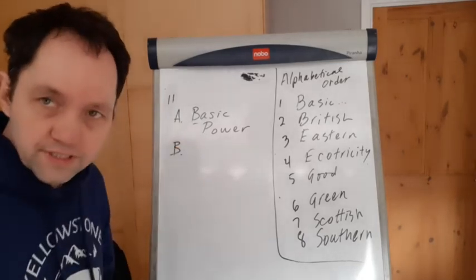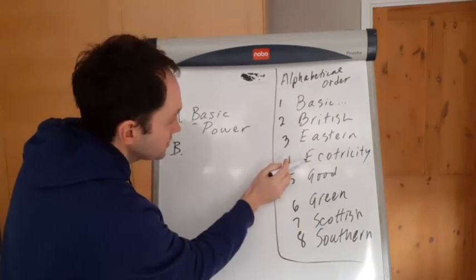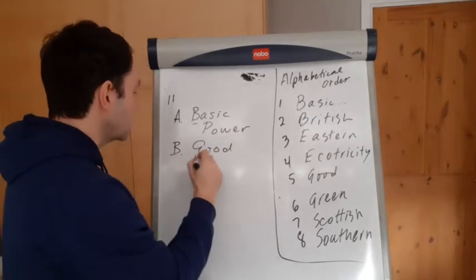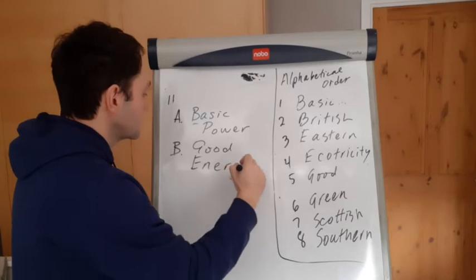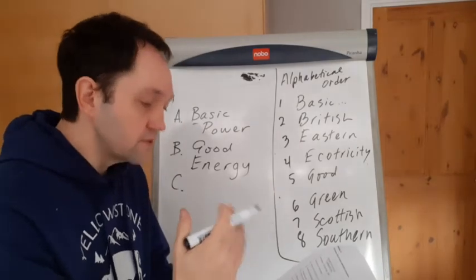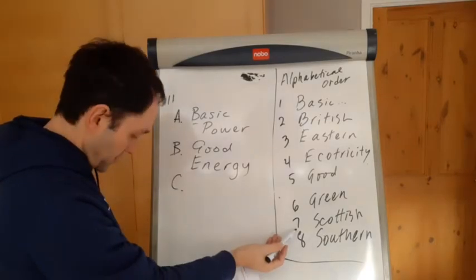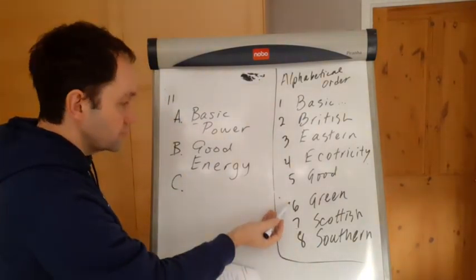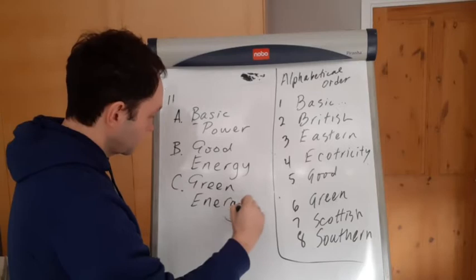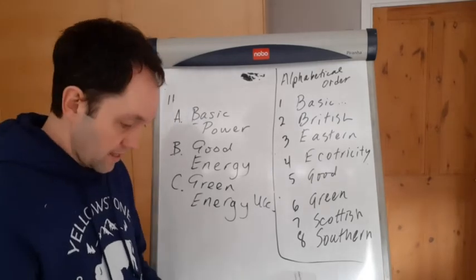You find ecotricity. Which company is next in the phone book? Well, this is ecotricity. Next one is good. And it's called Good Energy. So Good Energy is next. And C. Which company is before Scottish Power in the phone book? Well, you have to put it in alphabetical order first, but we've got Scottish Power here. So Green Energy UK comes before that. So there's the answers. Basic power, good energy, and green energy.